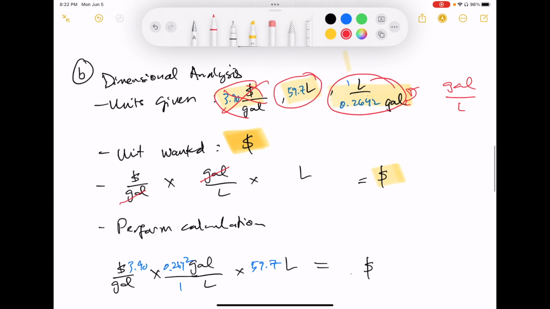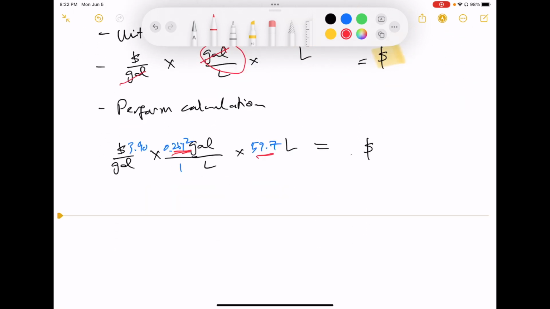Now, the next step is to perform the actual calculation and that gives me the final answer. I'll leave it up to you to actually calculate that answer and more importantly, figure out the correct number of significant figures for the final answer.